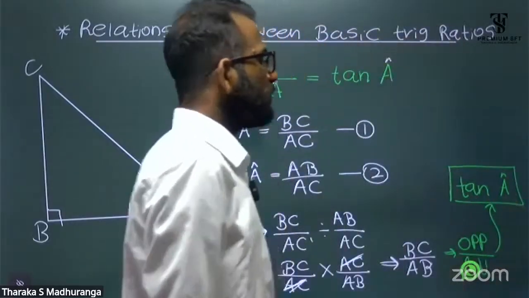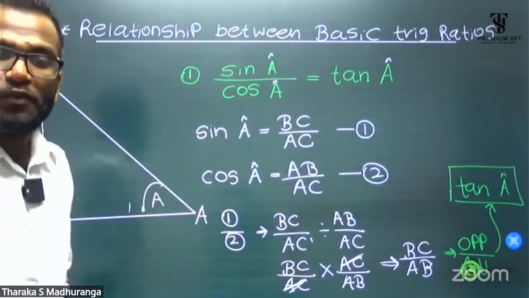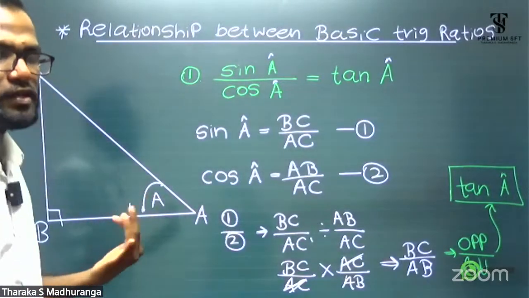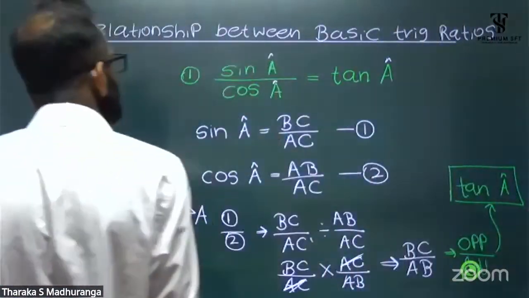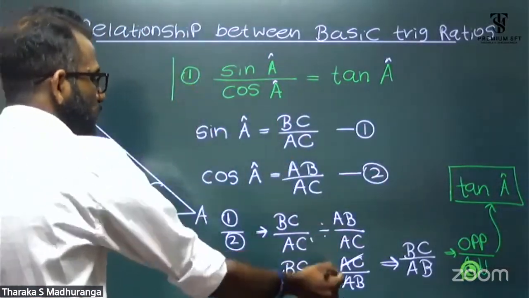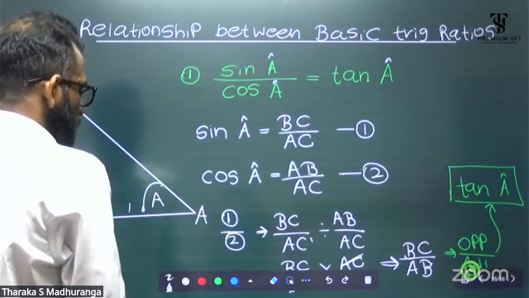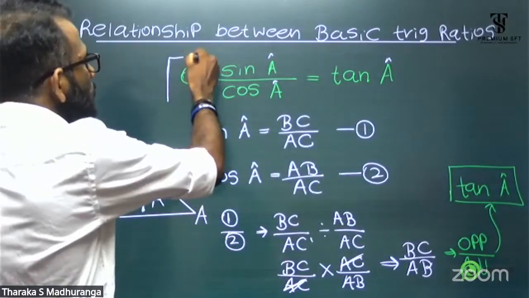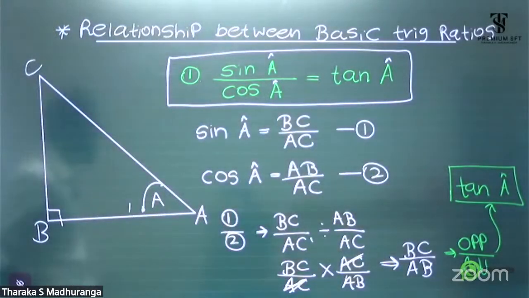These are very important for the MCQ paper. We can discuss next week what the applications are and which types of questions are asked related to this relationship. Sin A over cos A is directly equal to tan A. Clearly write it down, understanding step by step. If any doubt, please ask. Did you get this?